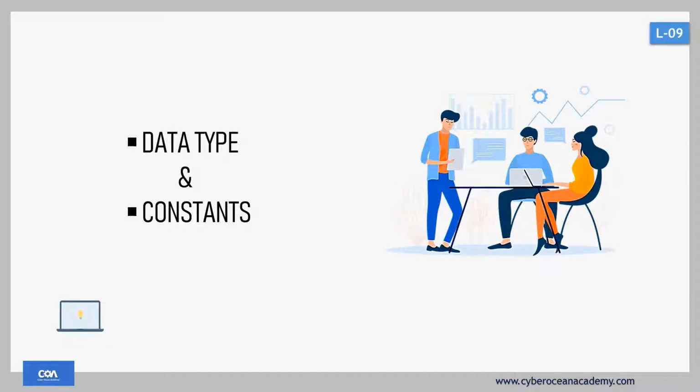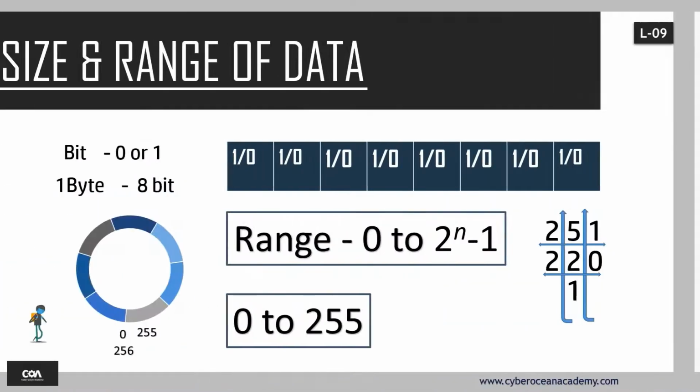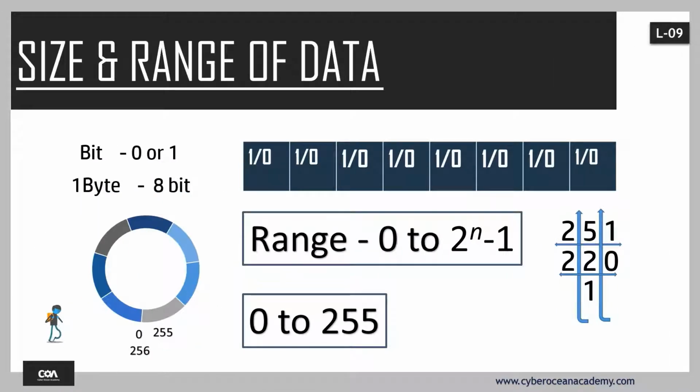To understand a data type, we first have to understand the basics. How much data can a variable store? What is the size of data? What is the range of data? You know that a computer only understands binary numbers, that is 0 or 1. These are the states of switches. If the switch is on, that is 1. If the switch is off, that is 0.